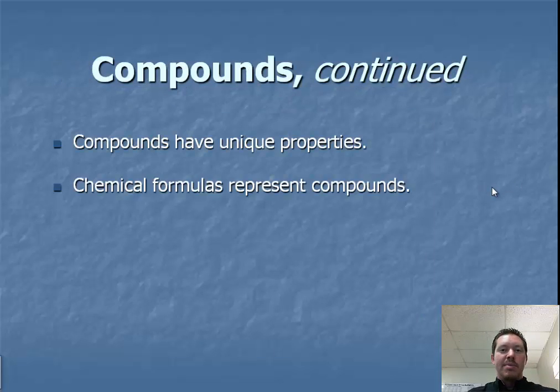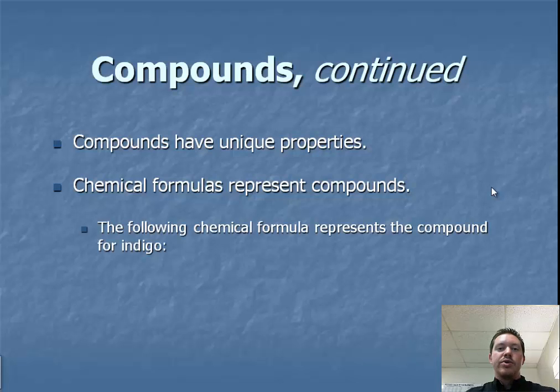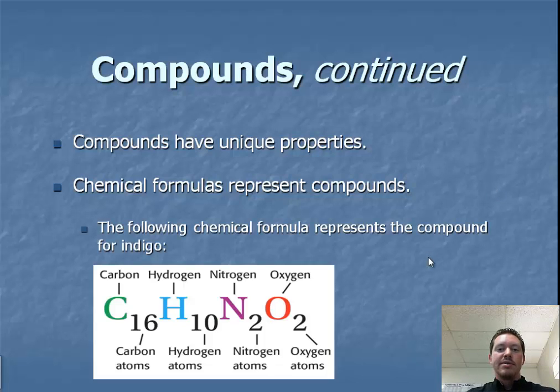Compounds have unique properties, and I mentioned previously that they get those unique properties from the elements that make them up. We use chemical formulas to represent compounds. So at the bottom here I've got the chemical formula for indigo, C16H10N2O2. We've got the element symbol and then the subscript, so the 16, 10, 2 is how many atoms we have of the element shown before. So 16 carbon, 10 hydrogen, 2 nitrogens, 2 oxygens.